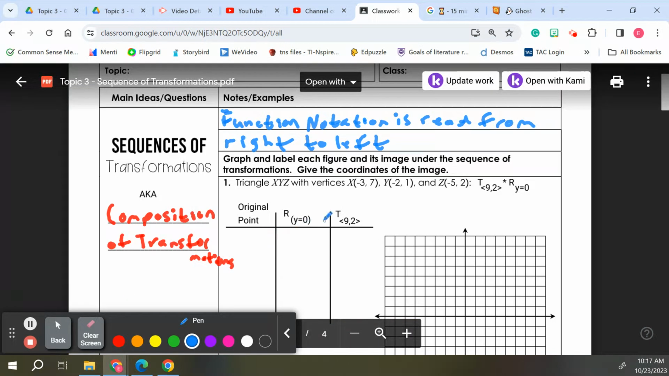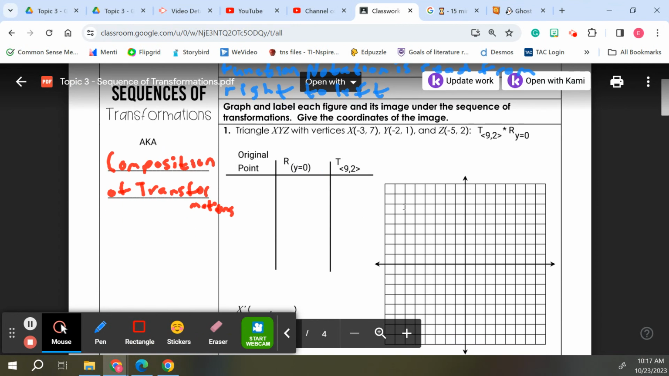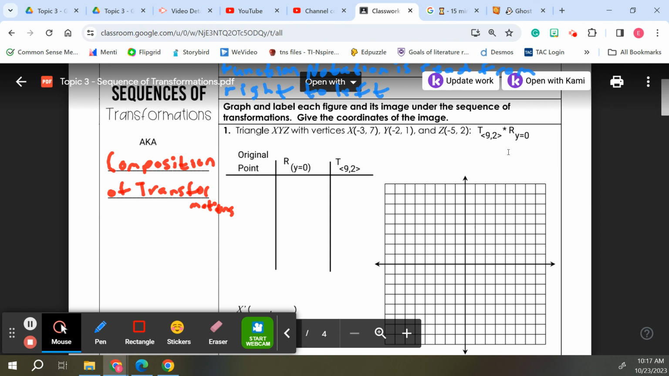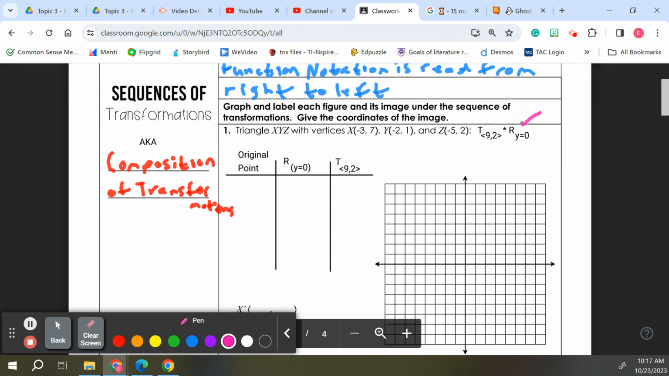Okay, so to make this easier on ourselves, I did put a chart here. It says triangle XYZ with vertices X (-3, 7), Y (-2, 1), and Z (-5, 2). All right, and this is our sequence of transformations. This reflection is done first. This translation is done second. So you always go to the far right, perform that transformation first, and then go to the next one and keep going down the line.